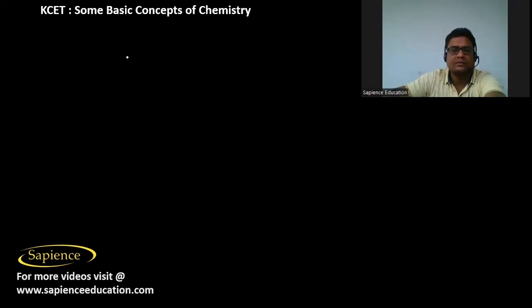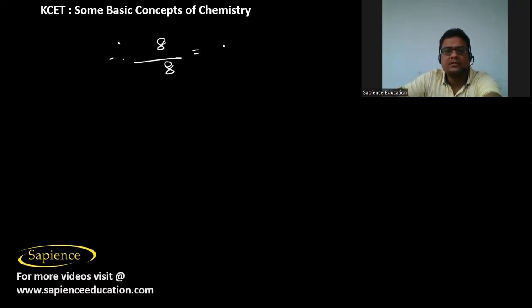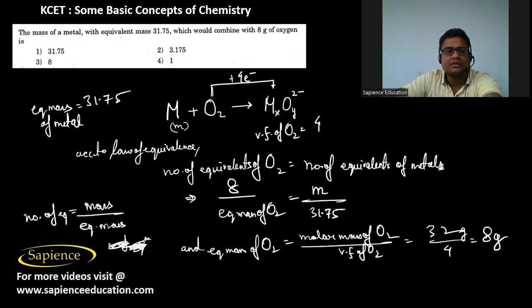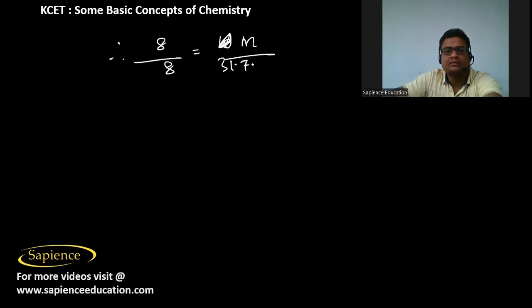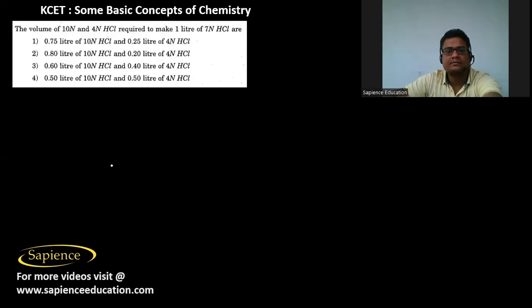So therefore the 8 divided by the equivalent mass of oxygen, which is also 8, is equal to the given mass of the metal that will react divided by 31.75. So therefore m also will come 31.75 only. So 31.75 gram of the metal will react with 8 gram of oxygen. So option 1 is the correct answer.